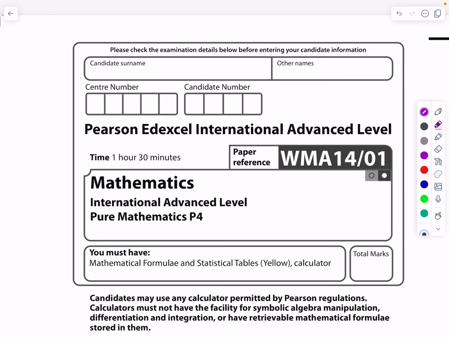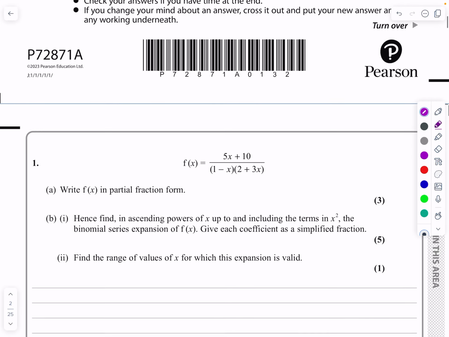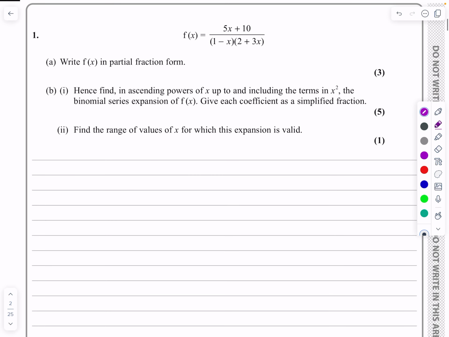This is the P4 paper from January 2023. This is question number 1, which, as we can see, is a partial fractions question for part A, and then it's going to be binomial expansion for part B. Let's jump straight in and do part A.